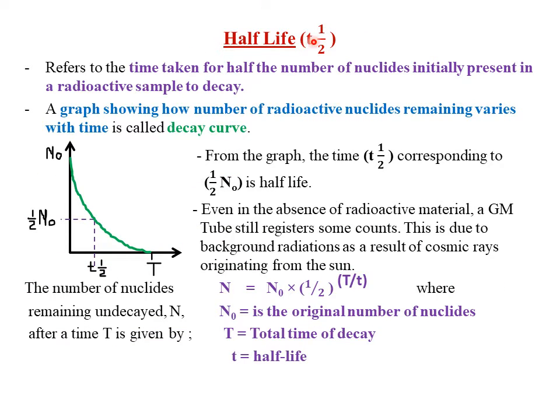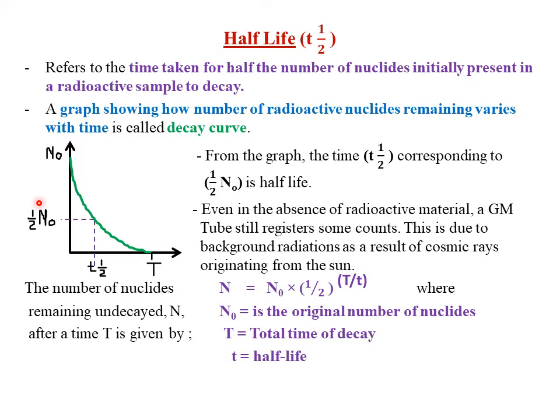Lastly, we look at half-life, which is denoted by T-half. The word half-life simply refers to the time taken for half the number of nuclides initially present in a radioactive sample to decay. A graph showing how the number of radioactive nuclides remaining varies with time, we call it the decay curve. So this is what we are calling our decay curve.